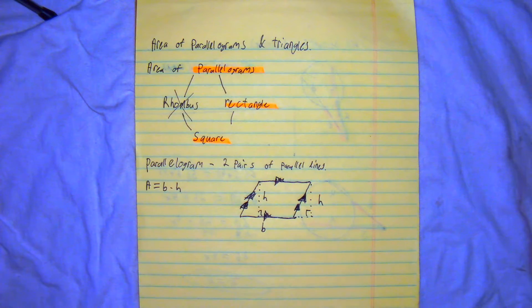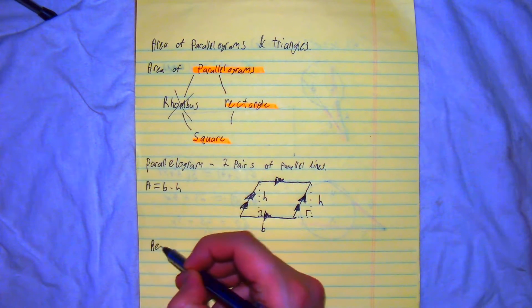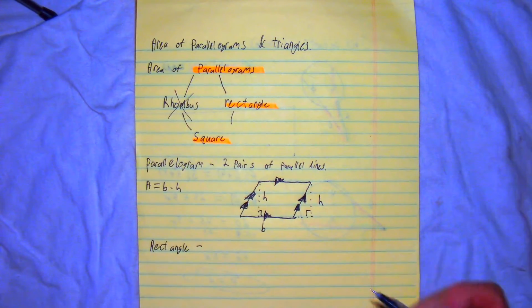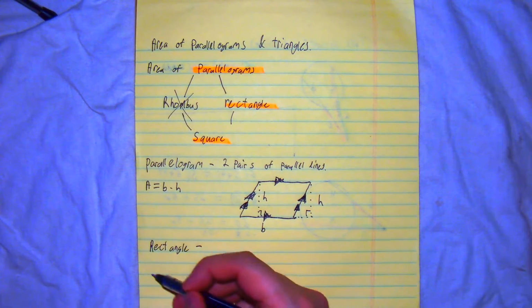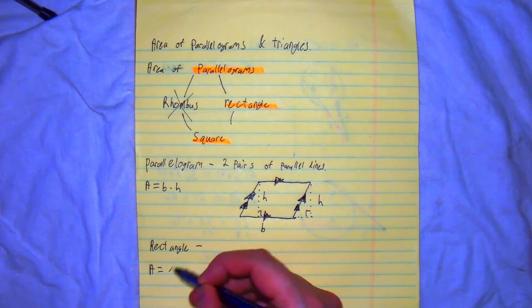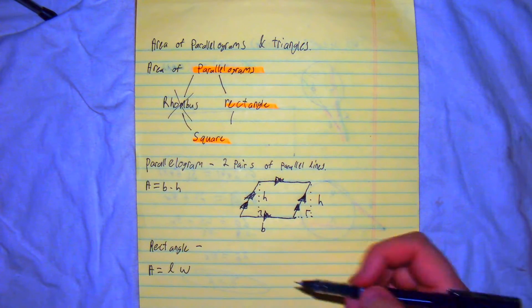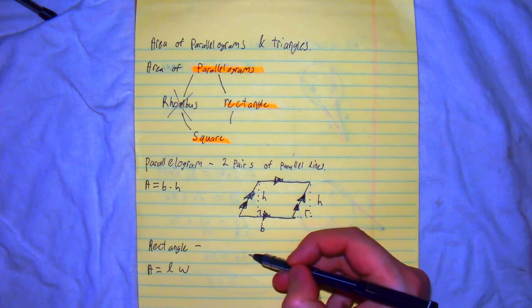For the area of a rectangle, what we have, area is equal to length times width. So a rectangle is a parallelogram. It's going to be length times width.